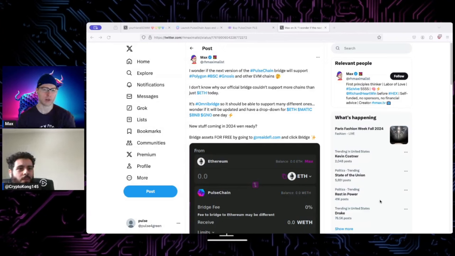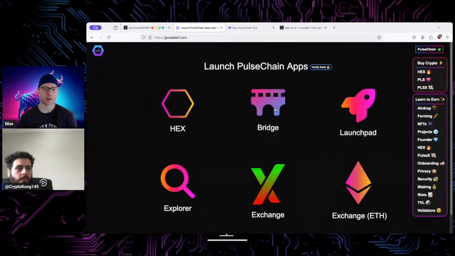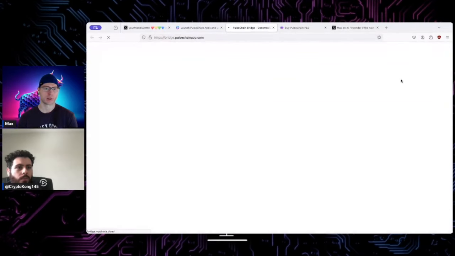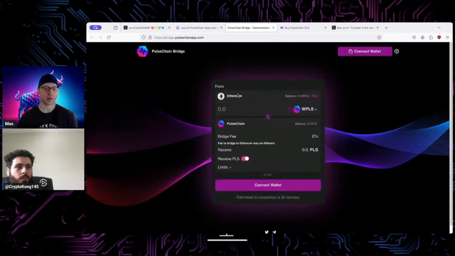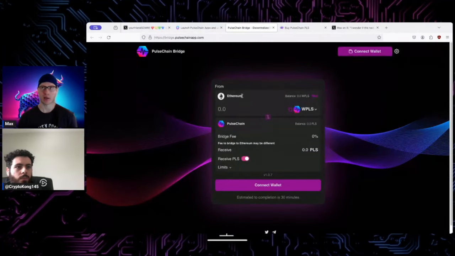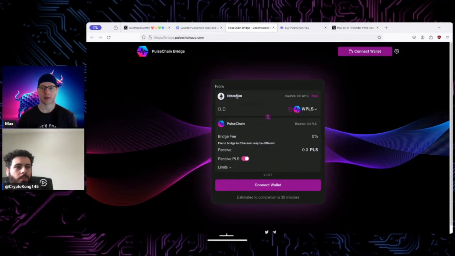Yeah, I actually talked about recently, just speaking about the bridge, it's OmniBridge, so it supports EVM chains. I don't know why in the future we wouldn't have a drop down, because right now, you go to the bridge, and you click on bridge, and it's Ethereum, right? You got Ethereum, the PulseChain to Ethereum. Why in the future? I can definitely imagine a future where we have BSC, you know, a Gnosis chain.